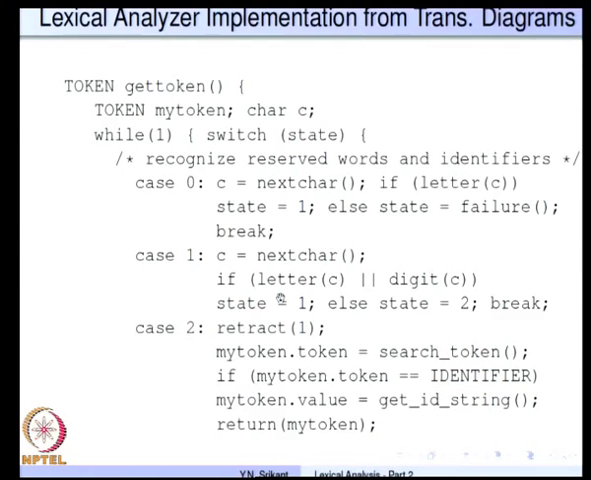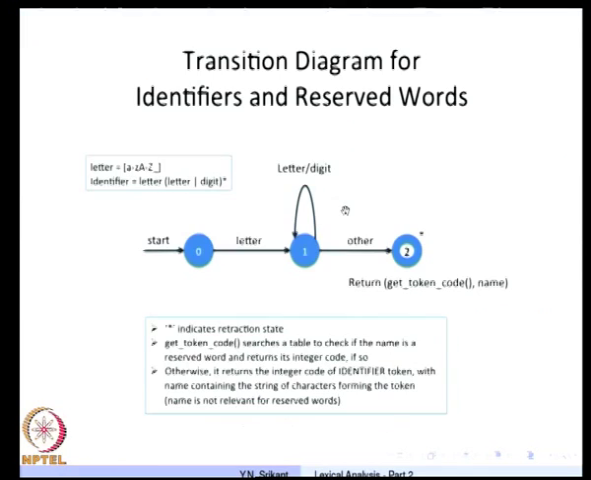Now what about generation of a lexical analyzer from transition diagrams? As I already mentioned, transition diagrams are useful only for writing lexical analyzers by hand. So let us see how the transition diagrams are implemented in code. The first example would be this.